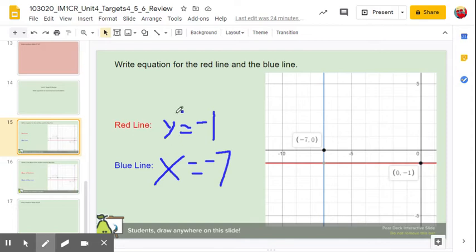So that's it for naming vertical and horizontal lines. You just need to remember, a horizontal line is y equals -1, or y equals whatever that value is. And a vertical line is going to be x equals whatever the x coordinate is for the points on that line.